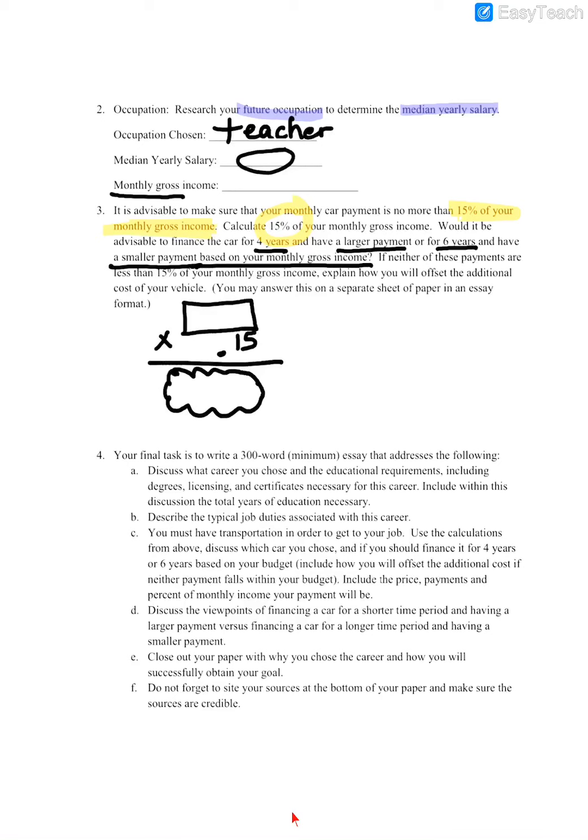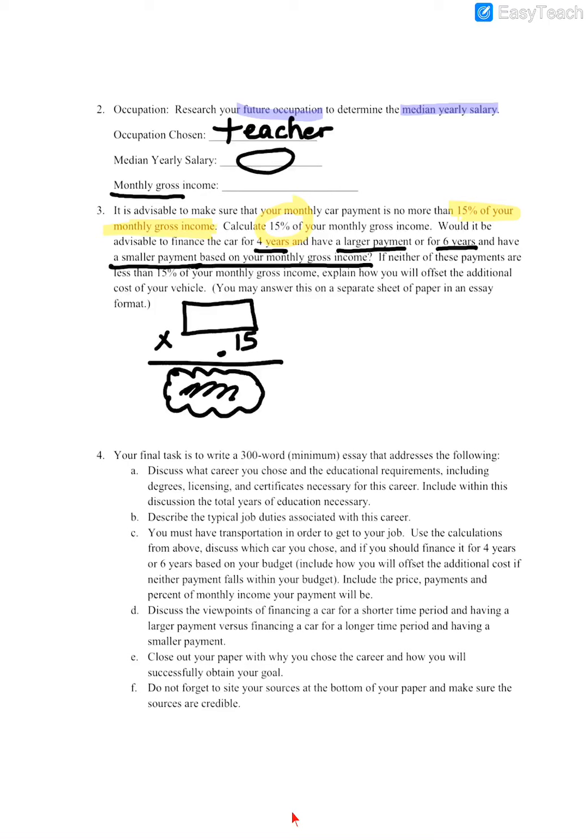If you get a number where your car payment for 4 years is bigger than what you can afford, then you might end up having to say, I need to finance it for 6 years so that I actually have a smaller car payment. So you have to look at this number, compare it to what your car payment would be for both 4 and 6 years, and then make a decision.